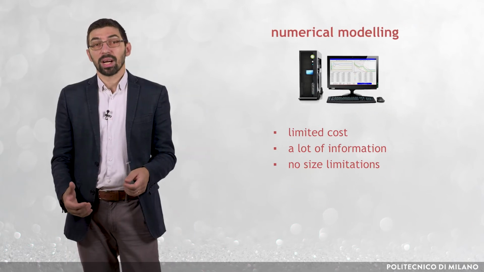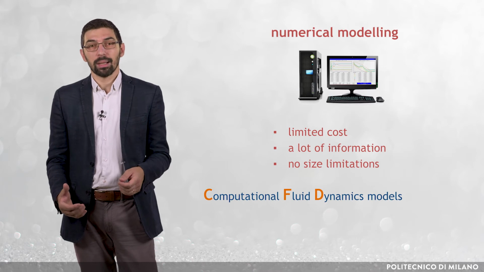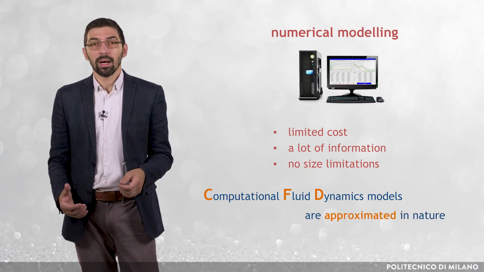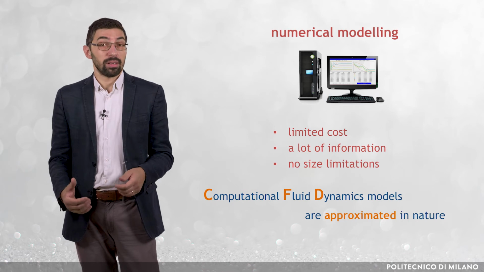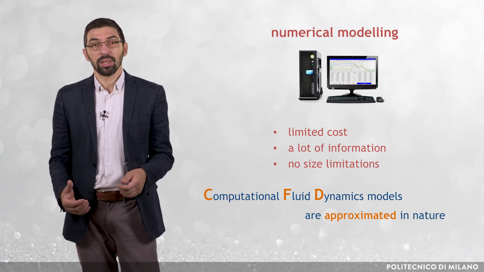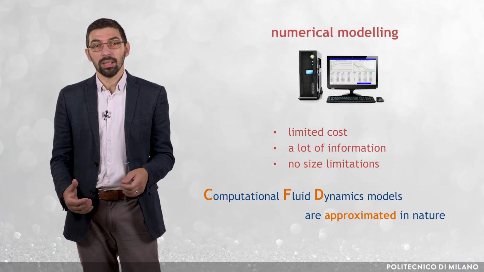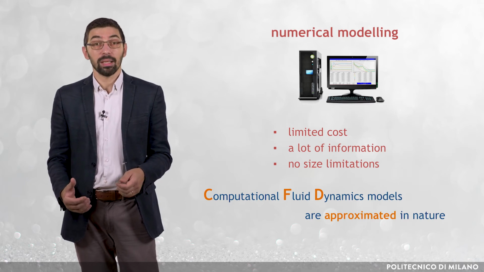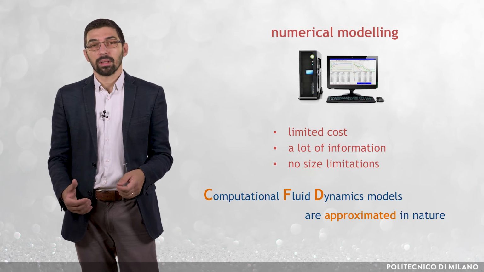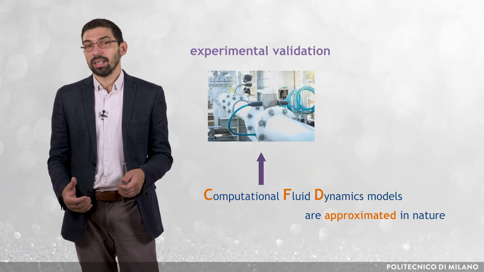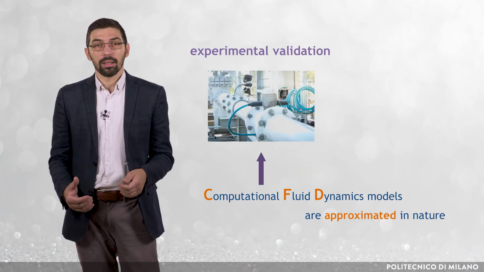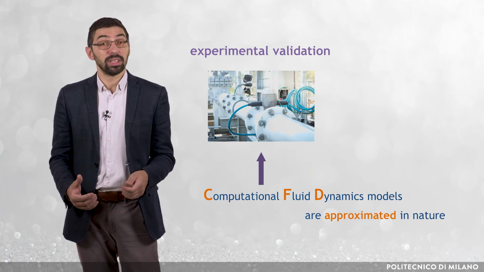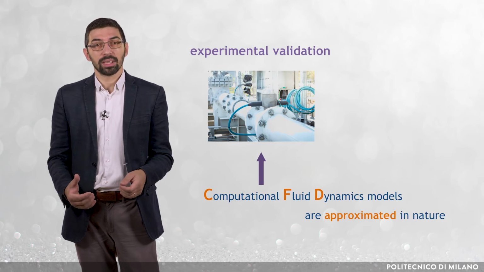However, in order to be practically usable, computational fluid dynamic models, or CFD models, are approximated in nature, and therefore it is of key importance to guarantee that the approximations made do not adversely affect the reliability of the simulation results. The most direct way to achieve this goal is to perform an experimental validation of the CFD results. That is, to verify that, at least in some conditions and limited to specific features of the flow, the numerical predictions agree with the experimental evidence.